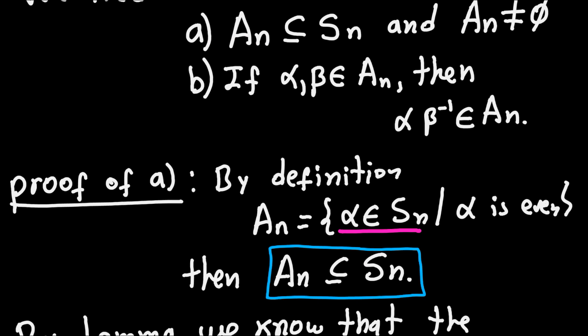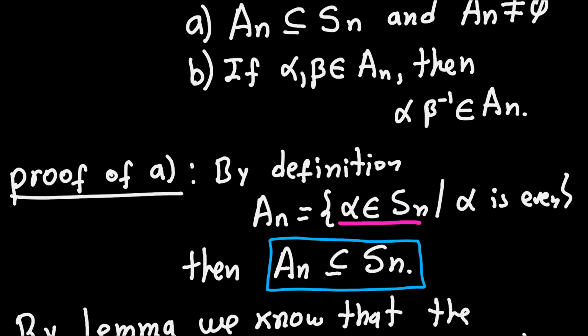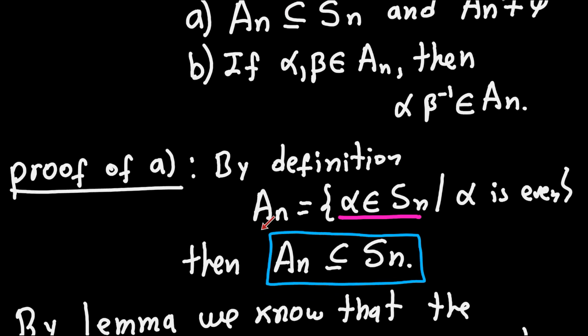Now, to check that An is a subset of Sn, that's not going to be difficult, because the only thing you have to do is look at the definition. So let's look at the definition of An. What is An here? An is, by definition, all the alphas that are in Sn such that alpha is even. So in particular, the elements of An are already elements of Sn. So that proves that An is a subset of Sn. So that proves this part of part A.